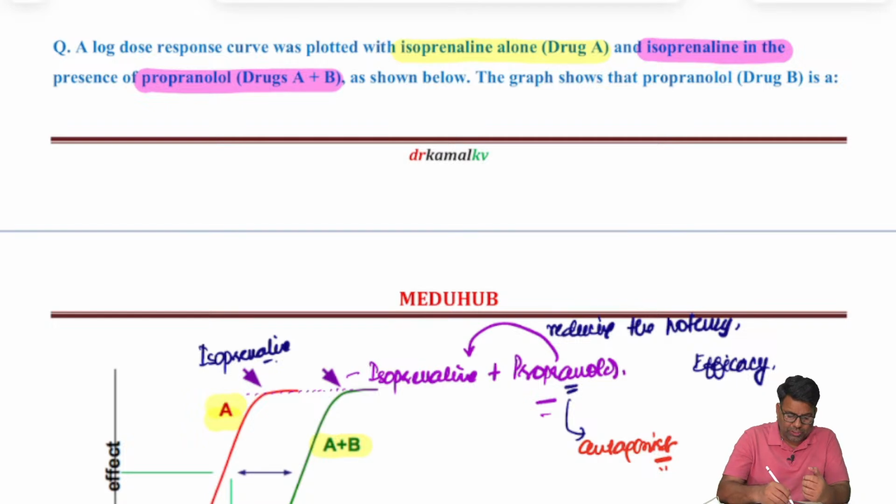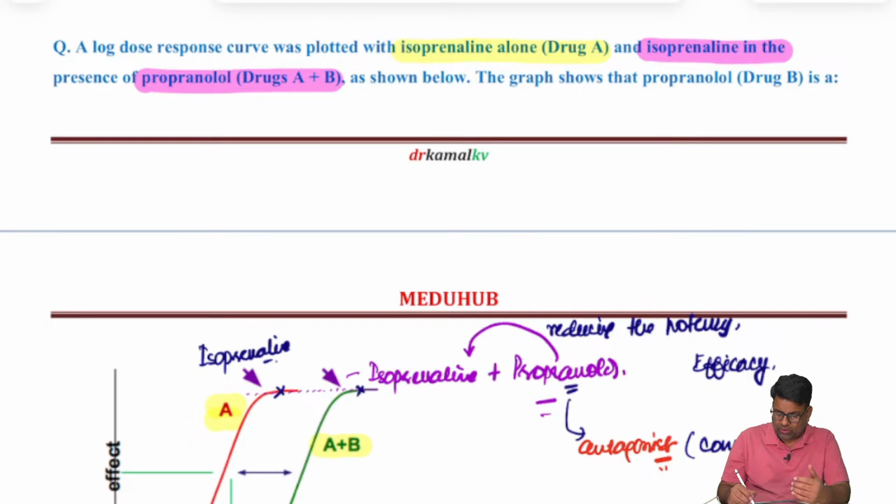And this is which type of antagonism? This is competitive, because we need more amount of drug. This is actually amount, right? So on this axis we are taking amount. So suppose here if this was 25, now here it is somewhat 50. So to get the same effect, we have to almost double the dose, right?